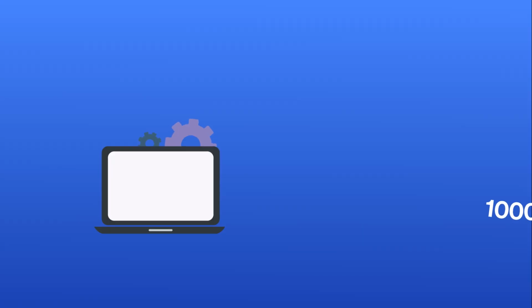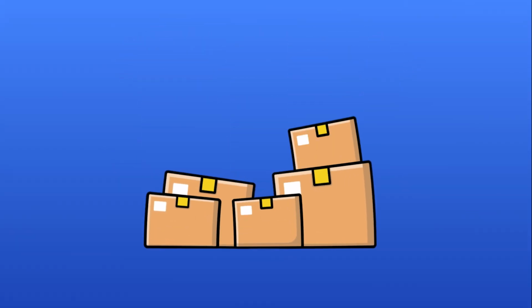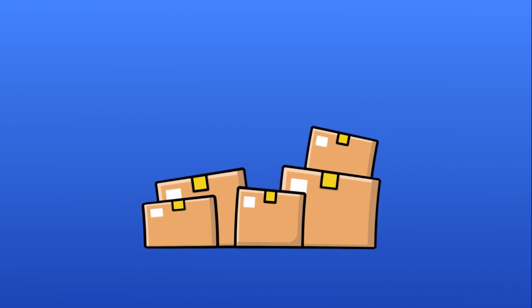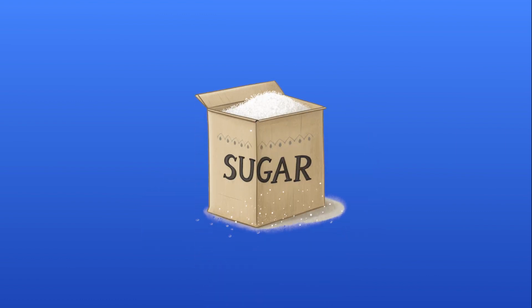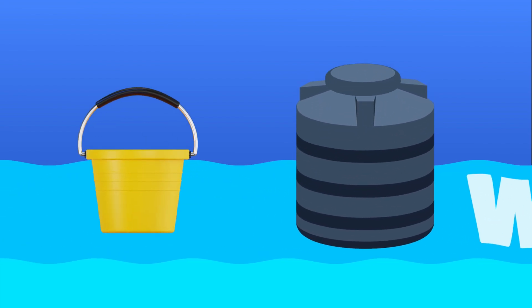Hello friends, have you ever wondered where apps or games on your computer store your data? In real life, when we store something, we use different containers for different things. For example, if we want to store sugar at home, we keep it in a jar, and if we want to store water, we use a bucket. If the quantity of water is large, we store it in a tank.